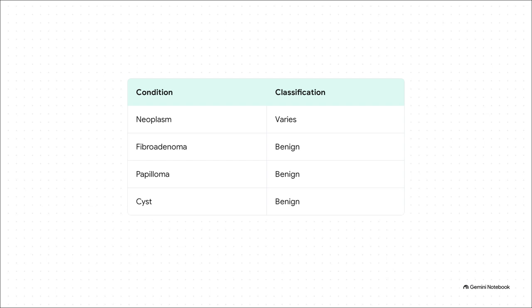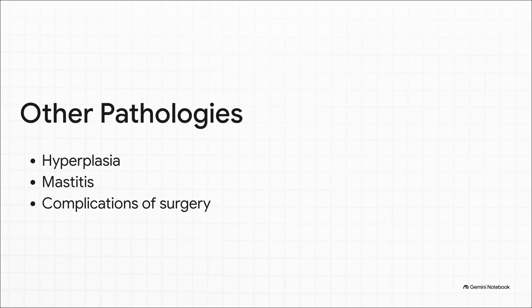On the benign side, you've got fluid-filled cysts, solid fibroadenomas, and those wart-like intraductal papillomas. But you have to contrast those sharply with neoplasms and malignancies, where you'll be scanning the report for heavy-hitter terminology like DCIS, ductal carcinoma in situ, or invasive ductal carcinoma. But wait, there's a bit more you need to keep an eye out for. Things like hyperplasia, which is a cellular overgrowth linked to higher cancer risks.